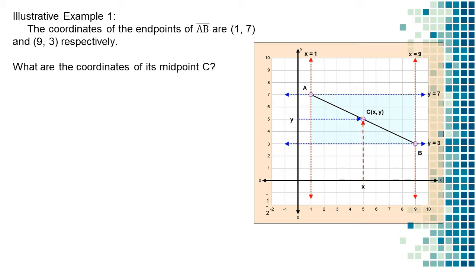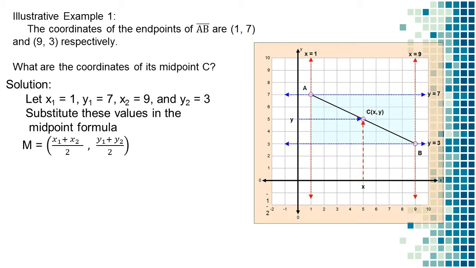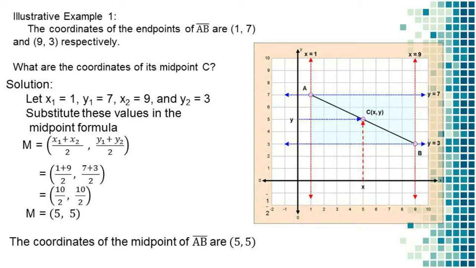Solution. Let x sub 1 equal 1, y sub 1 equal 7, x sub 2 equal 9, and y sub 2 equal 3. After identifying all the coordinates, substitute these values in our midpoint formula. So we're going to have (1 + 9) over 2 and (7 + 3) over 2. So we have 10 over 2 and 10 over 2. And our midpoint of line segment AB is (5, 5).